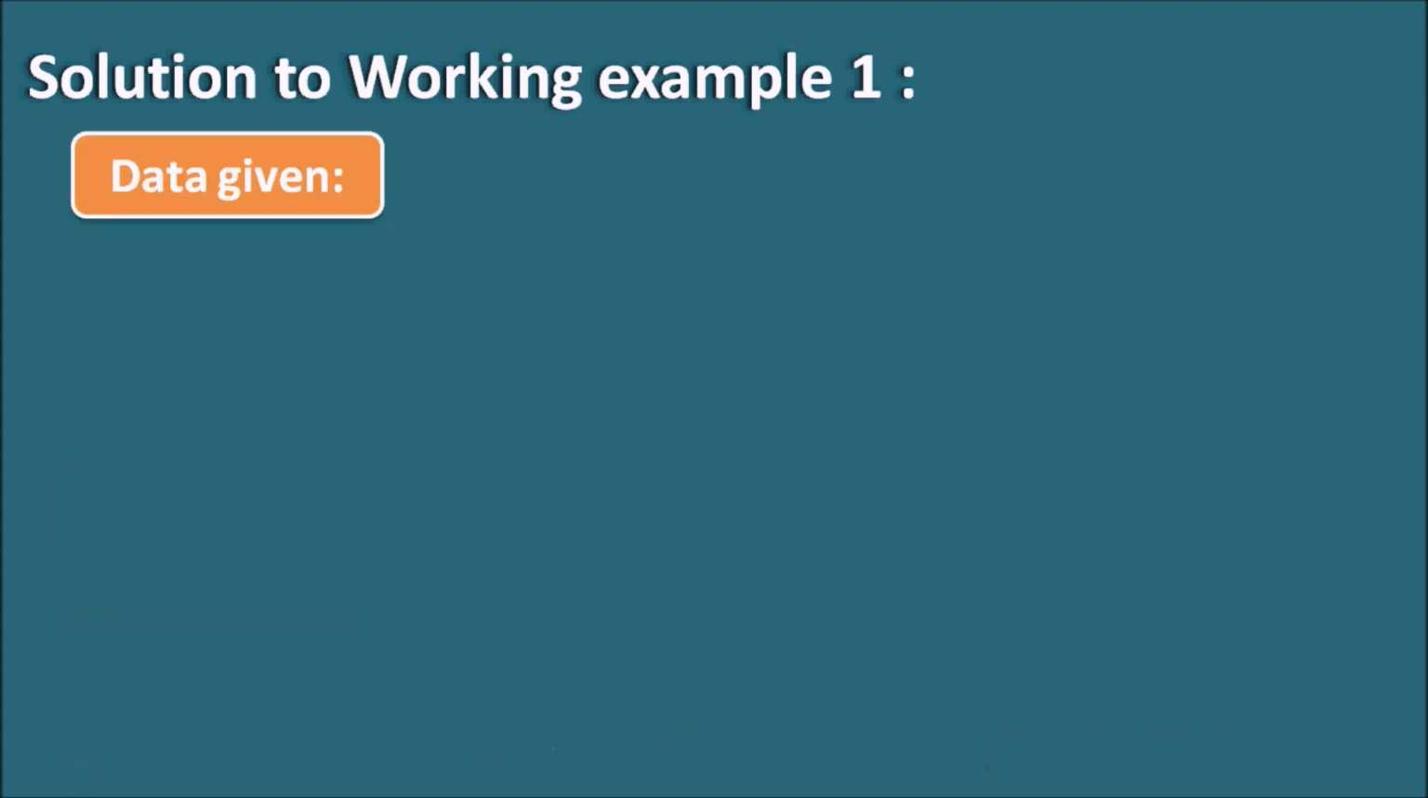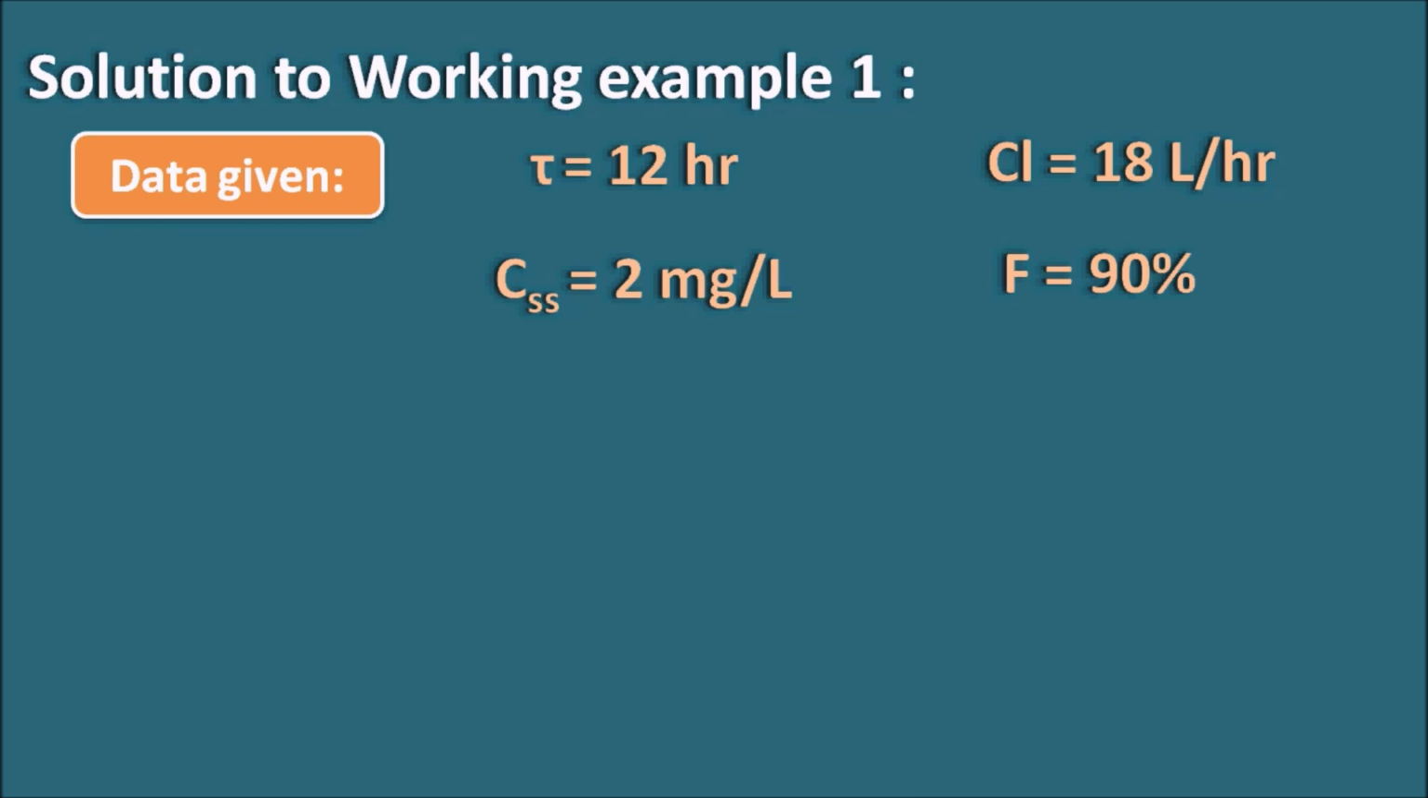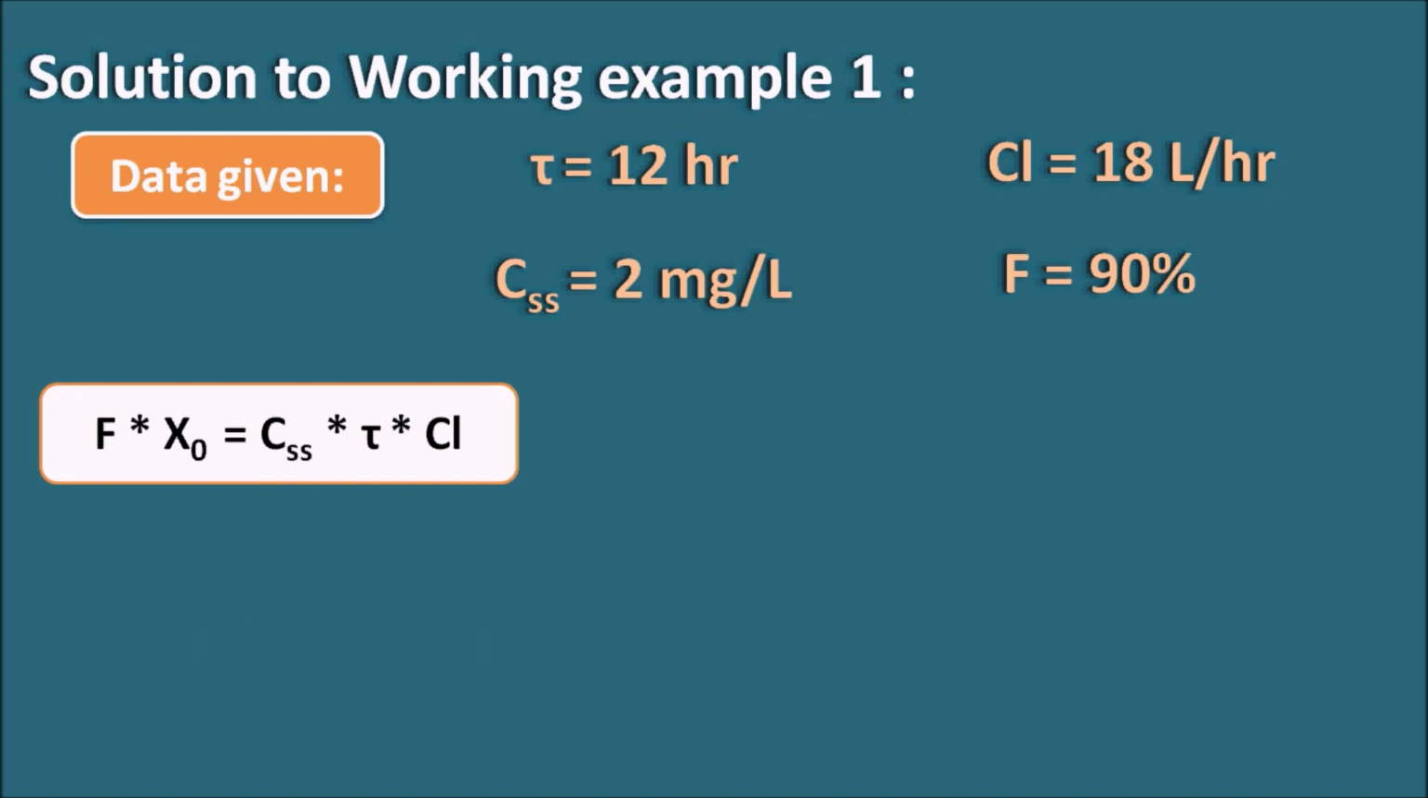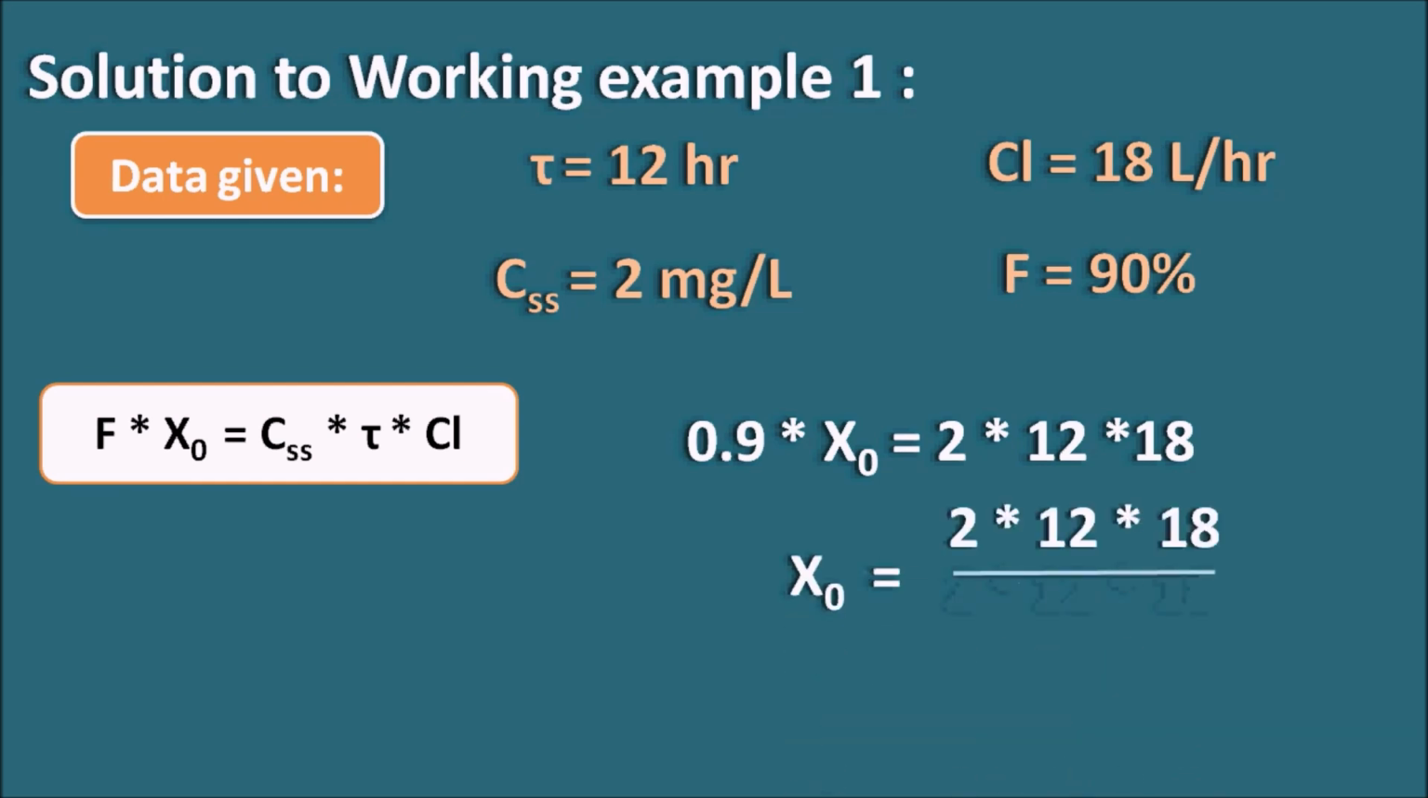Again, let us see what is the data given. So tau, CSS, clearance, and F values are given. Now we can use this equation, F into X naught is equal to CSS into tau into clearance. So by substituting the values in this equation, F is nothing but 90%, which is equal to 0.9. So 0.9 into X naught is equal to CSS is given as a 2 and tau is given as 12 and clearance is given as an 18. So now 0.9 into X naught is equal to 2 into 12 into 18. Otherwise, X naught is equal to 2 into 12 into 18 by 0.9. So by solving this, we will get the answer as 480 mg.